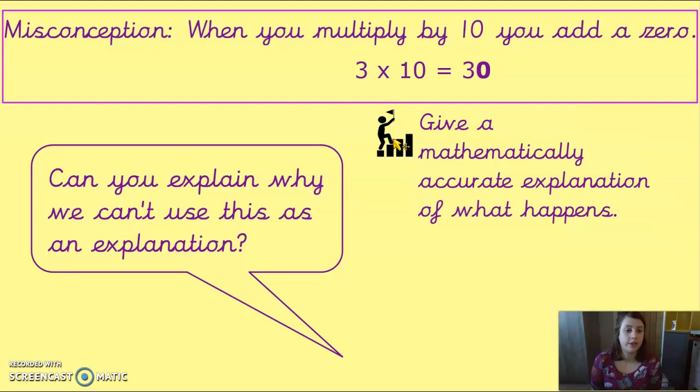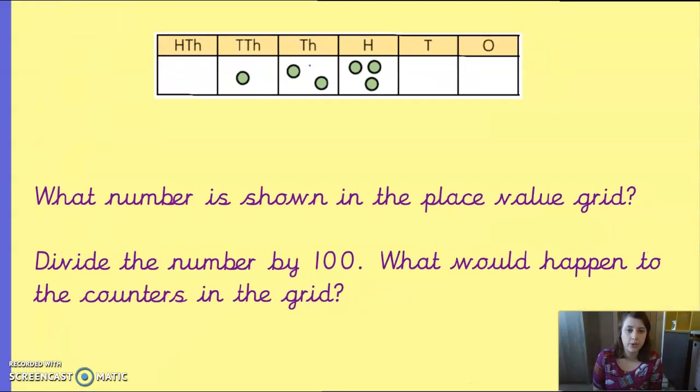Okay, hopefully you would have got an explanation that sort of involves decimals. So say we had 34.5 and you needed to multiply it by 10. If you put a 0 on the end, you'd still have 34.50. It's the same number. So you can't just say you add a 0. You need to move place value columns when we're timesing and dividing by 10, 100 and 1,000. So hopefully you all got that.